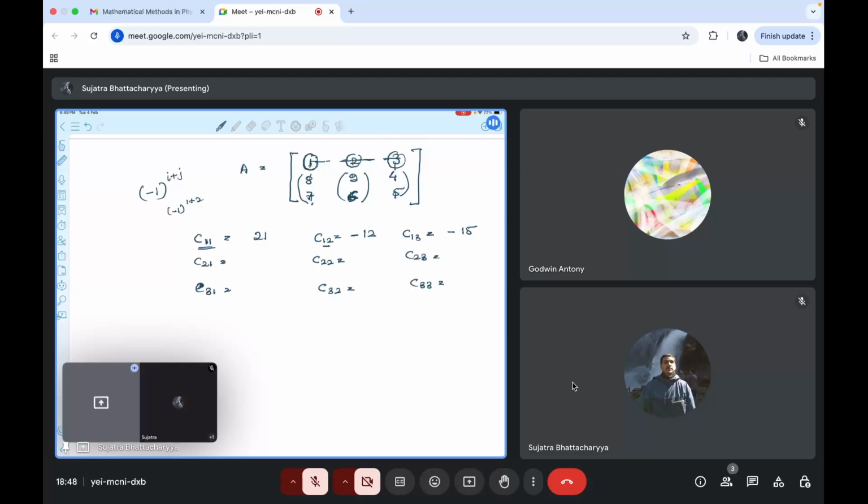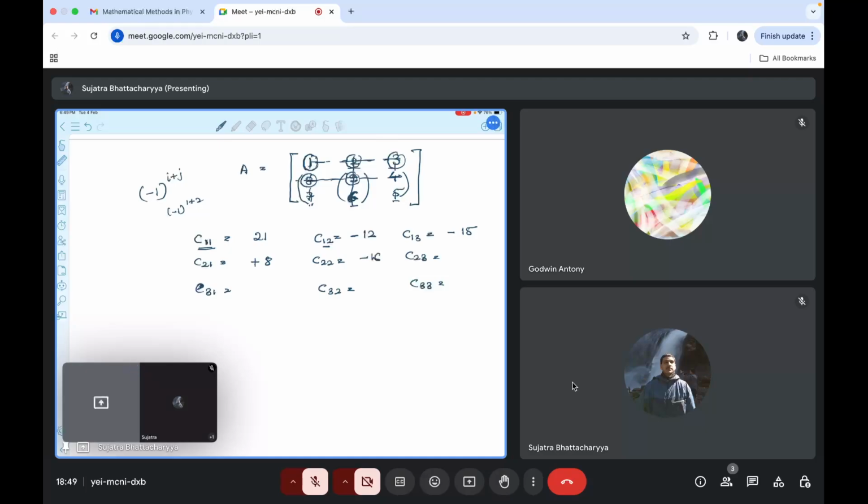So I don't need to multiply by any negative sign. Fine. Next is 2, 1. Again, leave this row, leave this column. So you have 2, 5, 3, and 6. So 10 minus 18, so it will be minus 8. Now, minus 1 to the power 2 plus 1 is 3, so it will be plus, the opposite sign. Then 2, 2: again, leave this row and this column. So you have 1, 3, 7, 5. So 5 minus 21, which is minus 16. And 2 plus 2 is 4, so it is even.